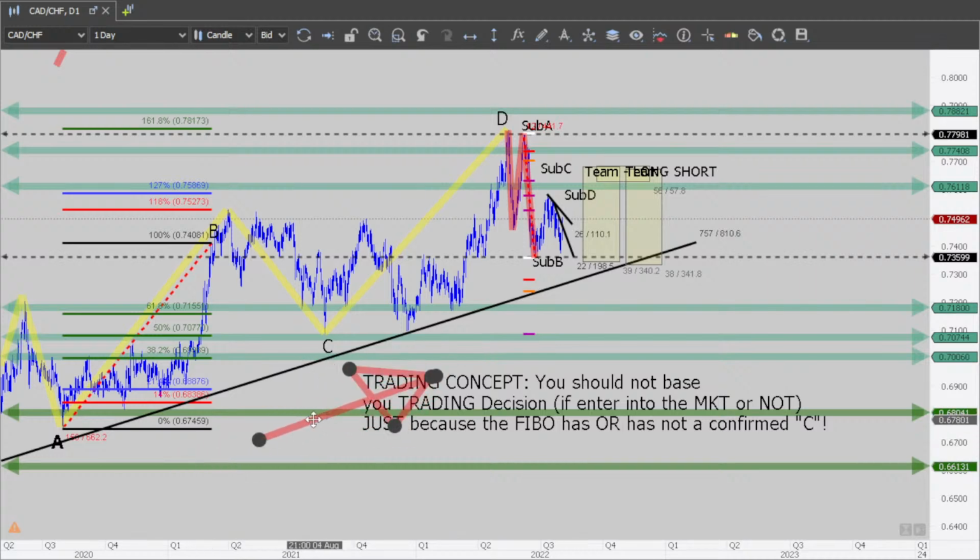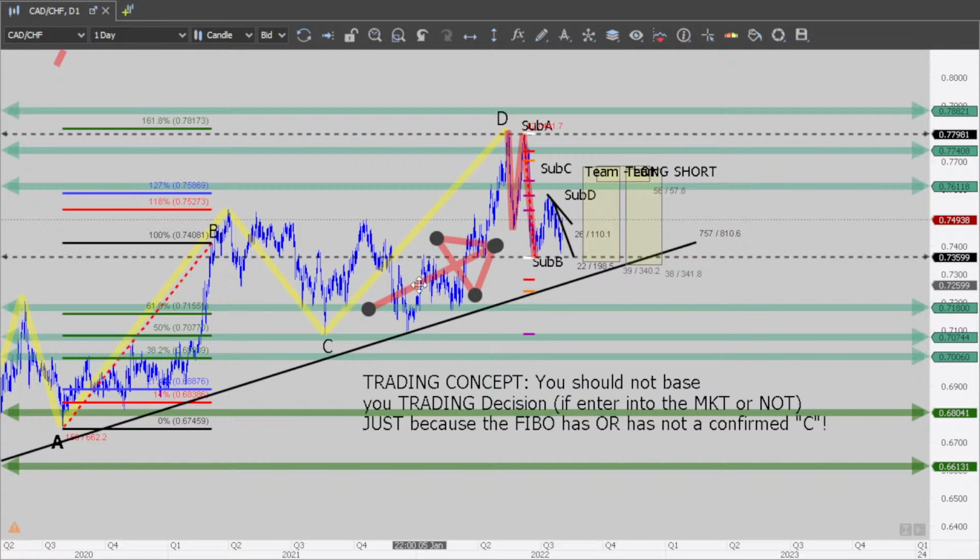Freedom, show me how to make money. Here you have it. This is me showing you and teaching you how to make money. You should not base your trading decision if you enter into the market or not just because of the Fibonacci, meaning just because the Fibonacci has or has not a confirmed C.